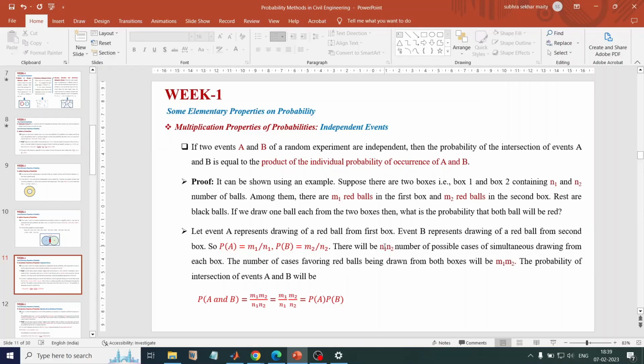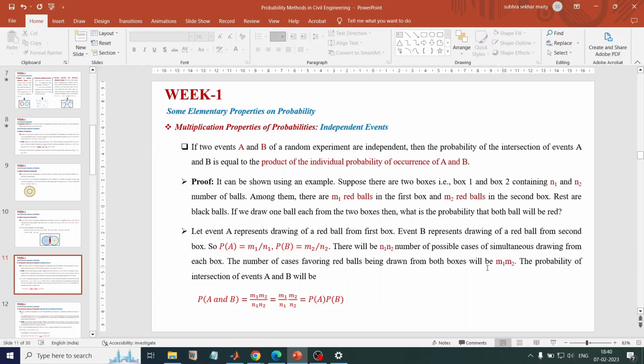What I mean to say is that in the first box there are n1 balls, and for each of those n1 balls there are n2 combinations possible from the second box. So what is the total possible cases? That is n1 multiplied by n2. The number of cases favoring red balls being drawn from both boxes will be m1 into m2. If we only consider the red balls, then for each of the m1 red balls in the first box, there are m2 possibilities from the second box. So the total number of cases should be m1 into m2.